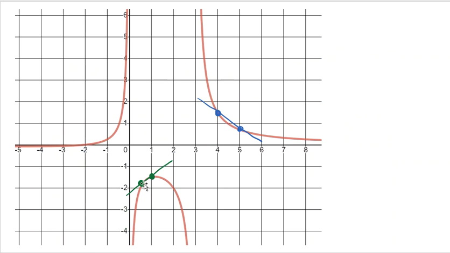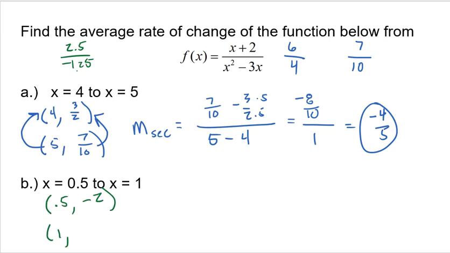And there it is right there. At 0.5, we are exactly at negative 2. So my point was actually a little off. It's right there at exactly negative 2. It's nice when things work out so beautifully. All right, and then now we got to plug in 1. 1 plus 2 on top is 3. 1 squared is 1. 3 times 1 is 3. 1 minus 3 is negative 2. So I get negative 3/2.